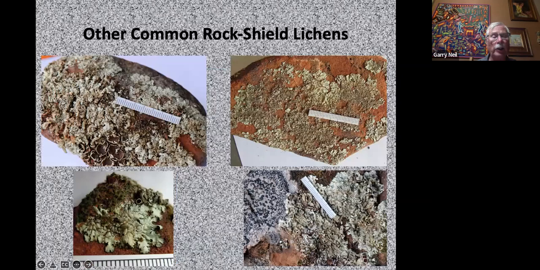Other common rock shields are, I didn't label these, but again, you'll see various types with lobes. They're all almost the same type of characteristics. Some have very large apothecia that are brown, like here and below. But again, these are all different types of rock shield lichens. There's about 25 different species that are growing in around this area. It's a very large group.